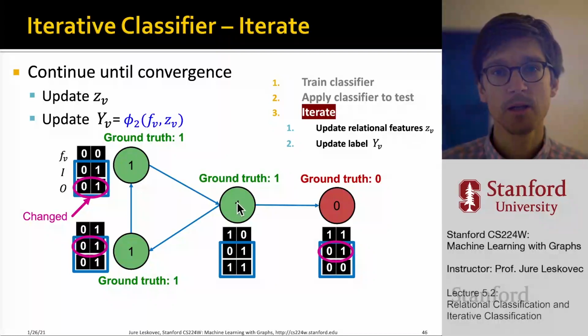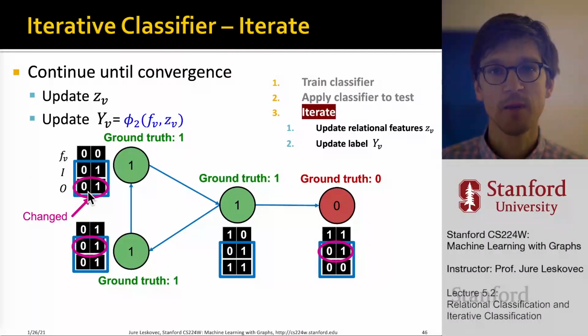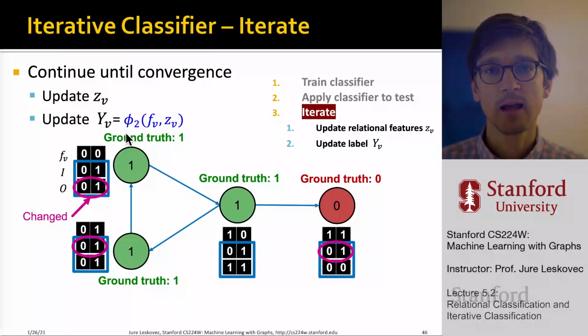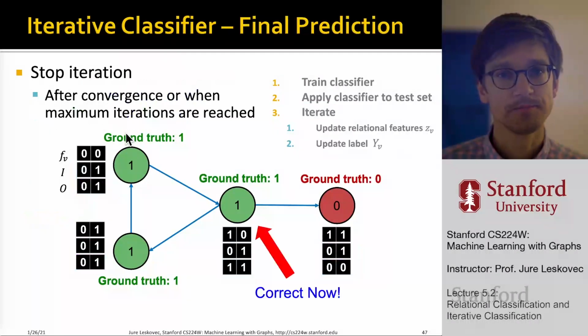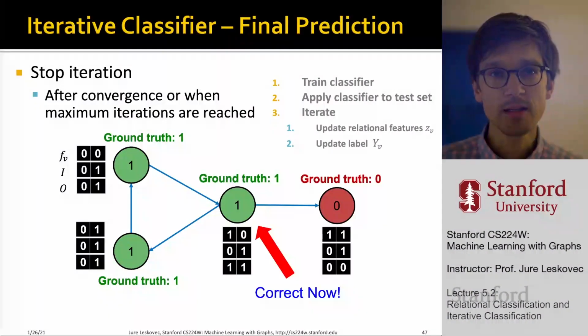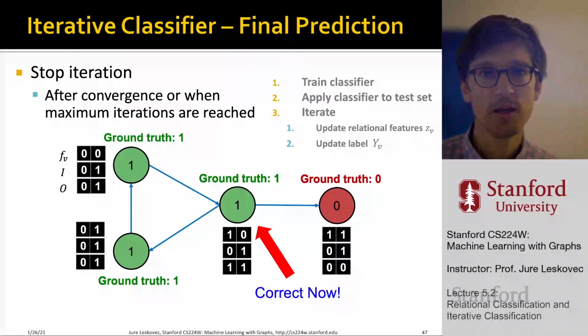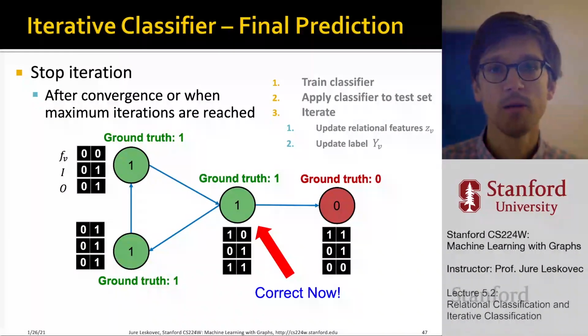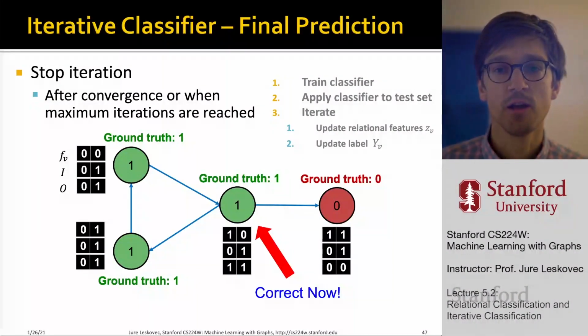So here the prediction for this node flipped from 0 to 1. Now these vectors z have been updated. So I have to re-apply my classifier phi2 again over all these nodes. And I keep doing this until the process converges, meaning until no node labels change or until some maximum number of iterations is reached. And that is essentially the idea of what we are trying to do here and how we arrive at the final prediction.